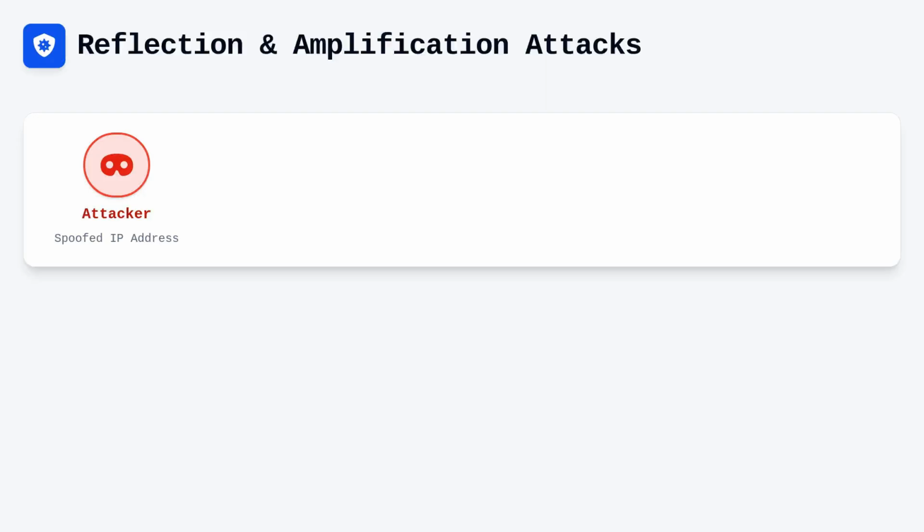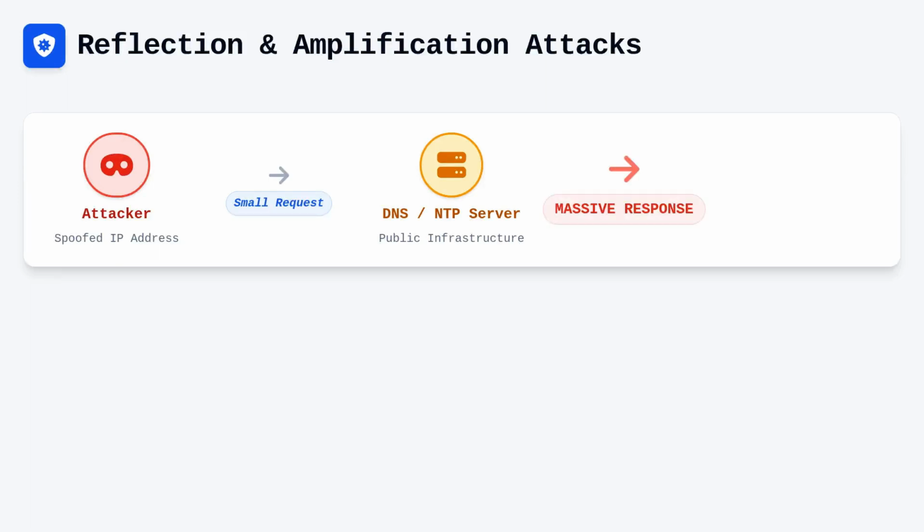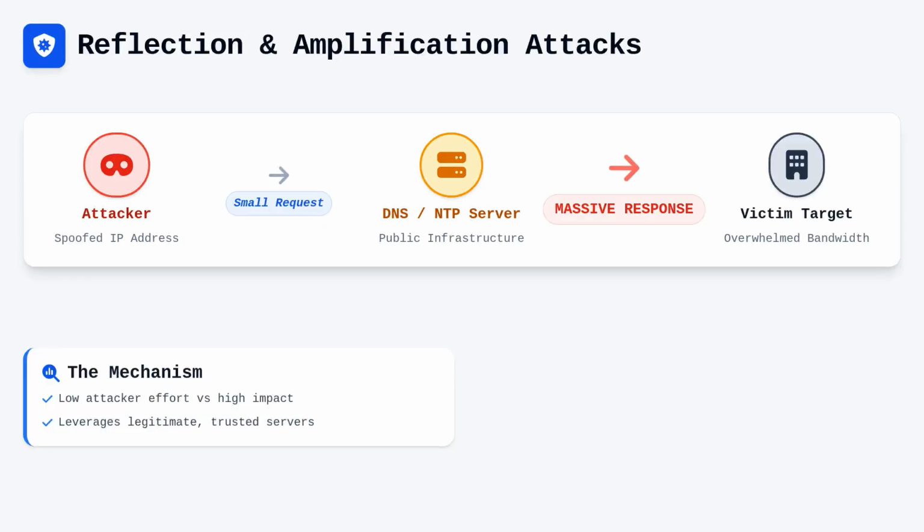Reflection and amplification attacks pose a unique challenge, as they turn an attacker's strategy into a leverage point against your infrastructure. By sending small requests with a spoofed source IP address to publicly accessible services like DNS or NTP servers, attackers can trick those services into sending much larger responses to the victim. This is the definition of amplification.